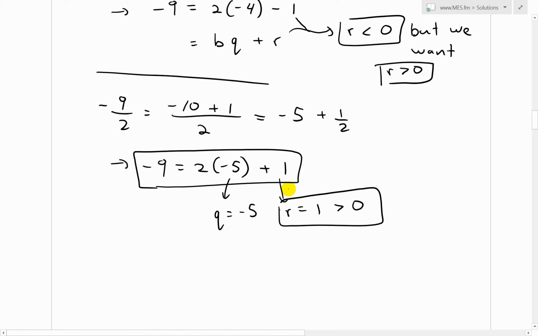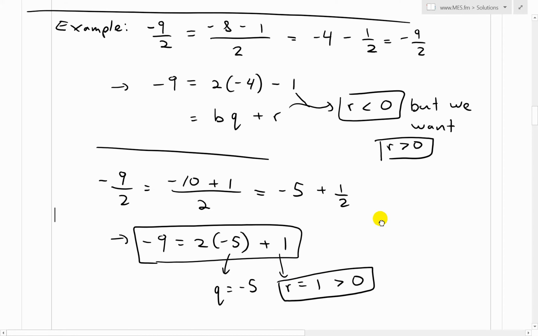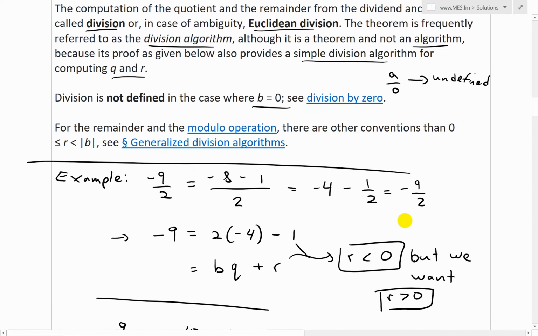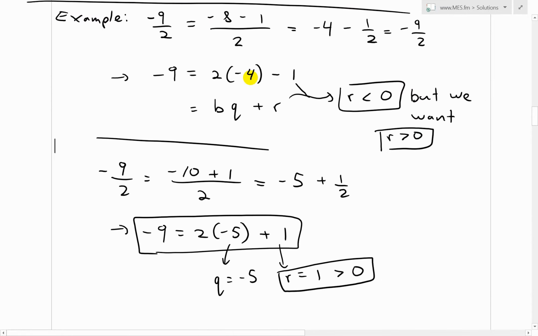So very interesting. You could basically have it so you have r different. That's why there are different conventions for what r can be. And in this case here, this one was q equal to negative 4. So if q is different, r is going to be different, and so on.